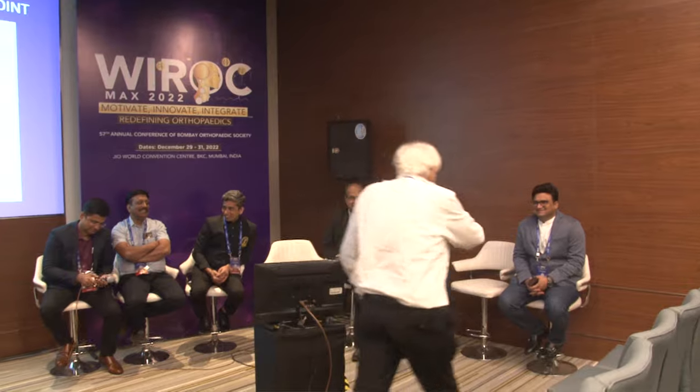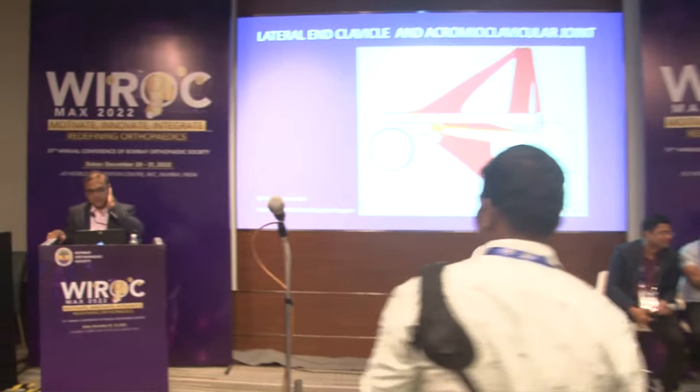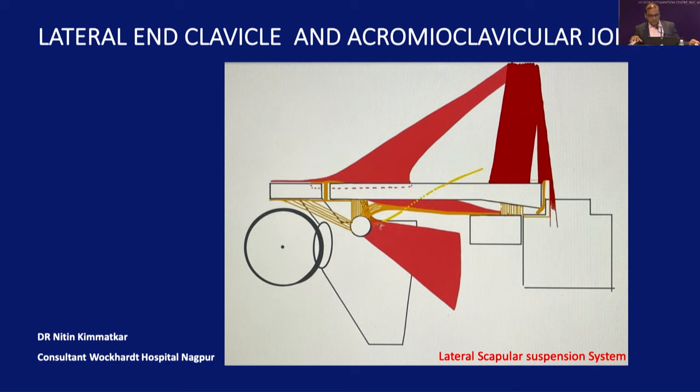So good morning, friends. Continuing with the clavicular fractures. We are entering the zone of the lateral end of the clavicle as well as the AC joint. If you see this diagram carefully, basically it is a lateral scapular suspension system that we are studying. The scapula has been suspended by various muscles as well as ligaments, joint capsules, and fascias from the surrounding structures.